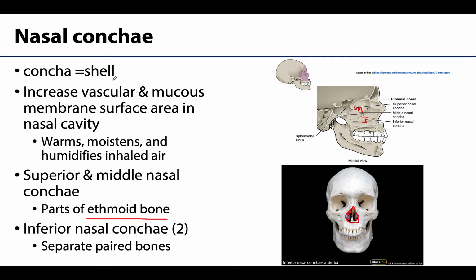They are extremely thin bones, but they will be lined with mucous membrane. And what these bones do, because of the mucous membrane that lines them, is really increase the surface area in the nasal cavity. And so as you have air moving into the nasal cavity region, this will help to make the air a bit more turbulent. It will play a role in moistening and humidifying that inhaled air before it gets back towards the rest of the airway pathway.